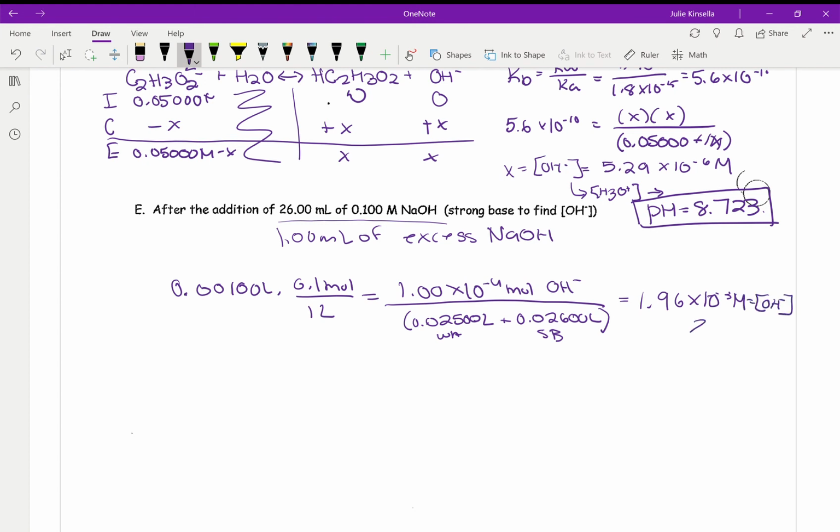And if you go through the calculations, you should end up at a pH of 11.292. Okay, so just how many milliliters of excess strong base do you have? Use that to find the hydroxide, and then that will give you and lead to your pH, and that is it.